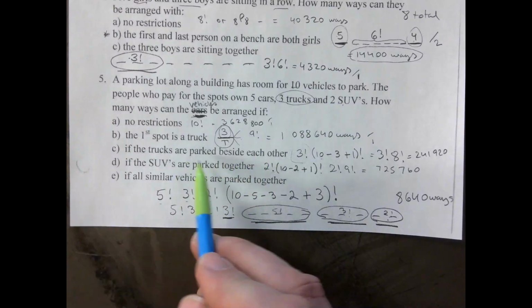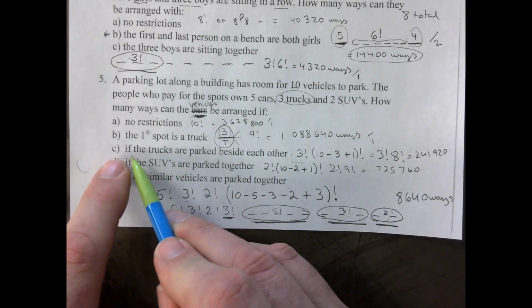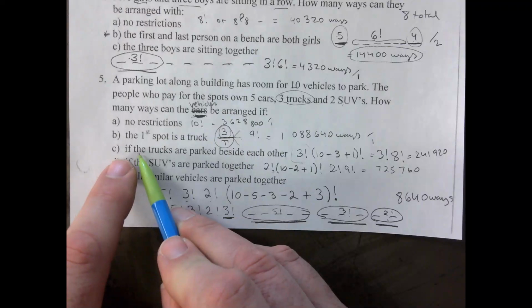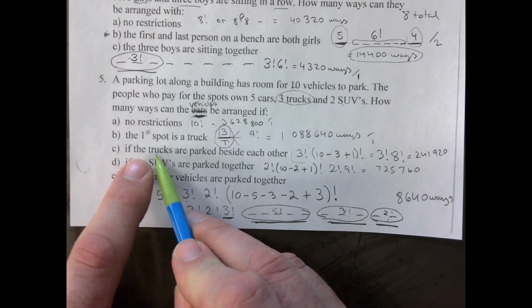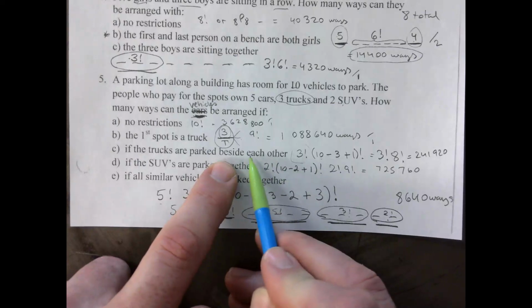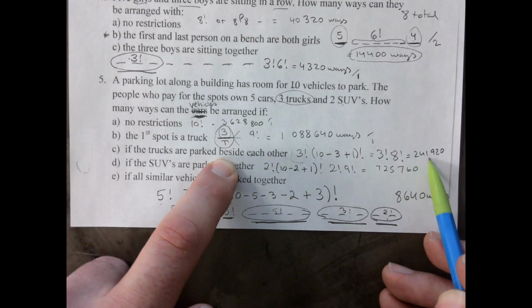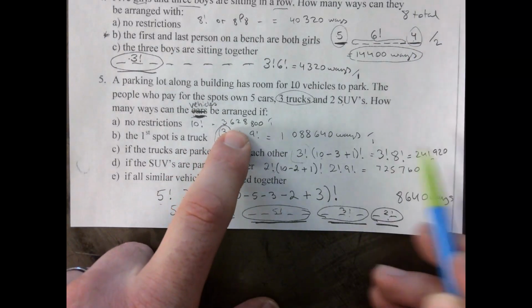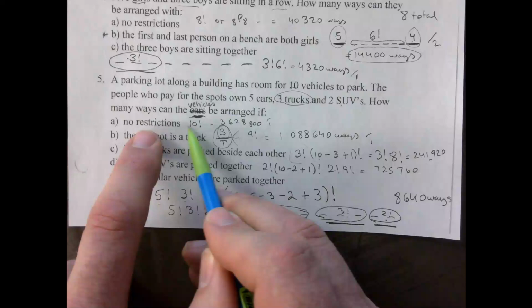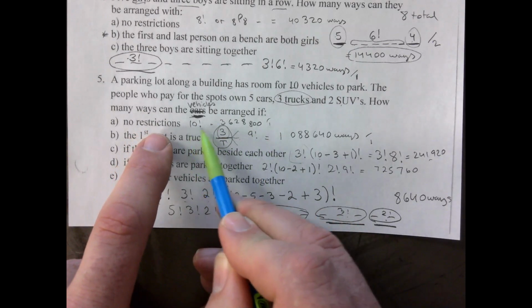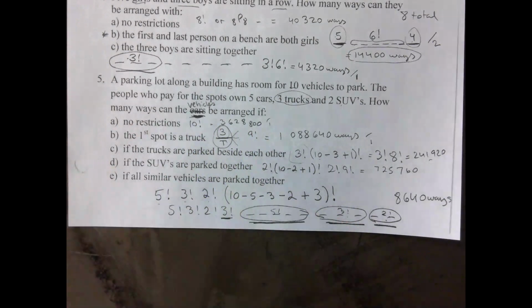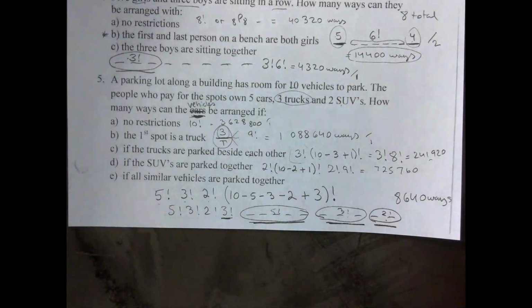Question, because we did a lot of parking beside. What if a question asks you, how many ways are there where the trucks are not beside each other? The trucks are not parked beside each other. You would take the number of ways that they can be parked beside each other, subtract it from the very beginning here where there were no restrictions whatsoever. Then you would come up with all the cases that are not parked together.